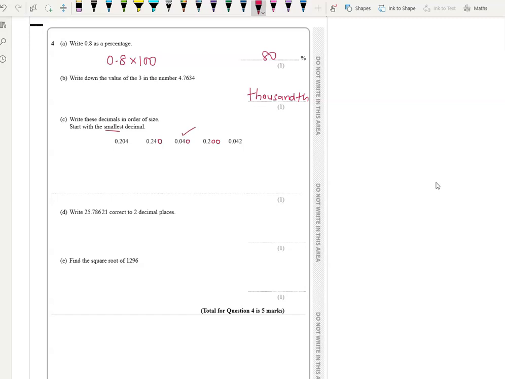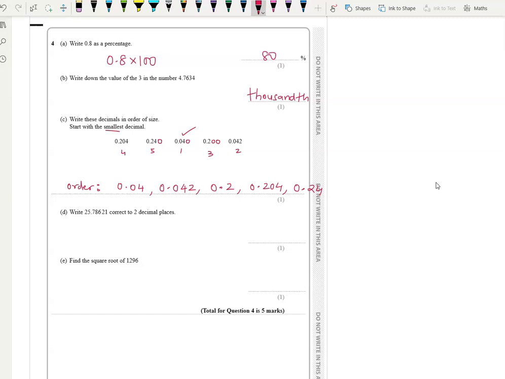The smallest of all is 0.04. Then the next one is 0.042. Then we are left with 0.204, 0.240 and 0.200. So 0.2 is the third, then 0.204 is fourth, and this is the fifth position. So let's put them in order, from small to big. The first, that is the smallest, is 0.04. Second is 0.042. Third is 0.2. Fourth is 0.204. And last one is 0.24. Part D, right?